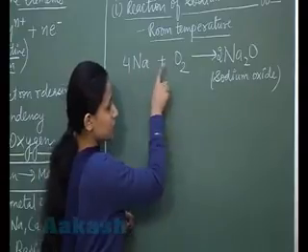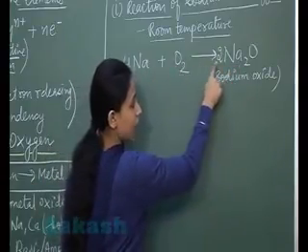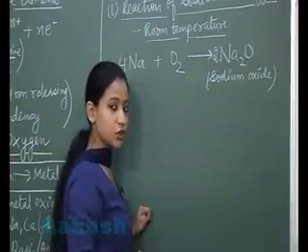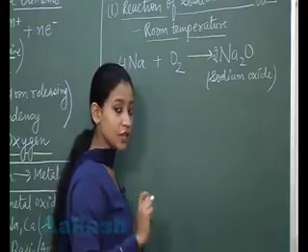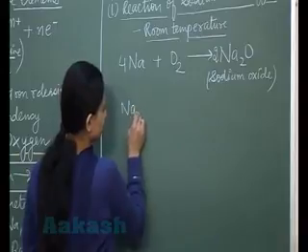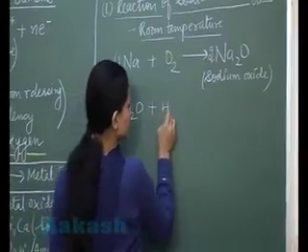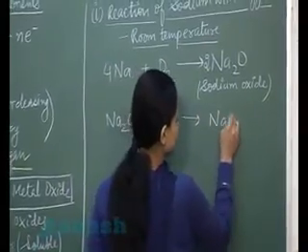4 sodium atoms here, 4 sodium atoms there, and 2 oxygen atoms on each side. Now students, what is the nature of sodium oxide? Sodium oxide is highly soluble in water. So when it dissolves in water, it will give you sodium hydroxide.